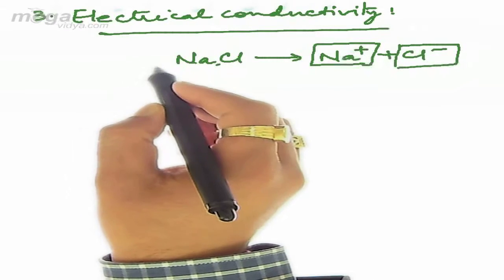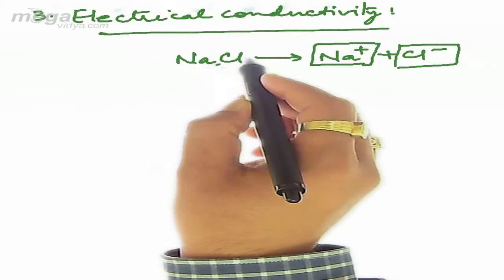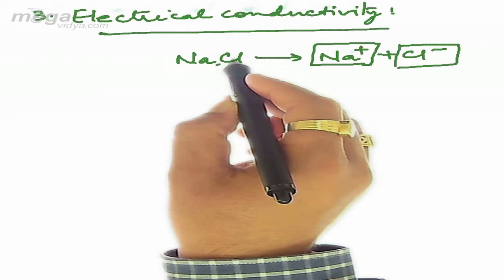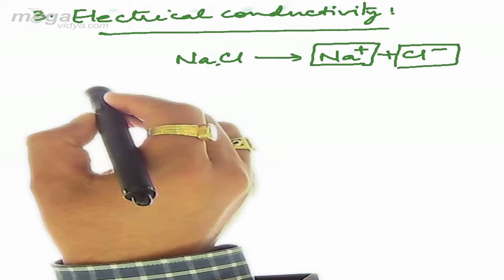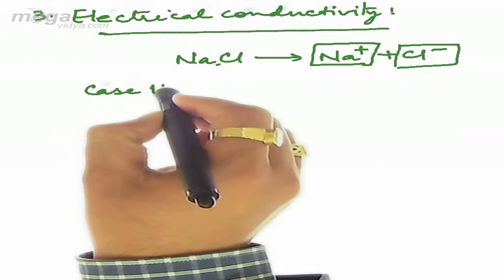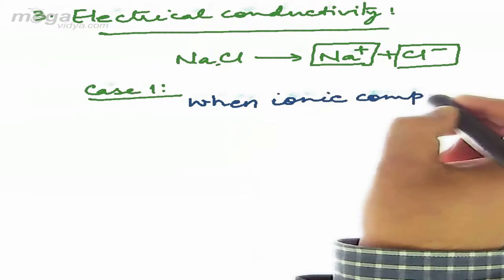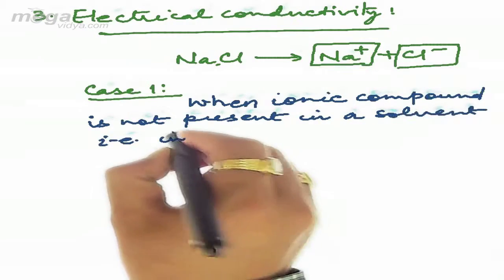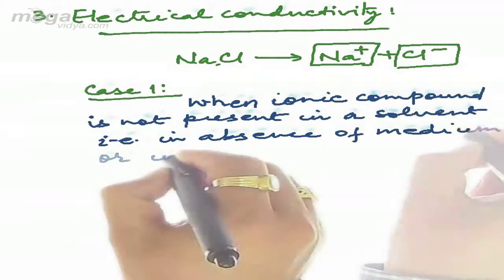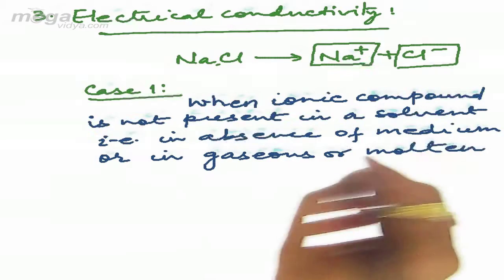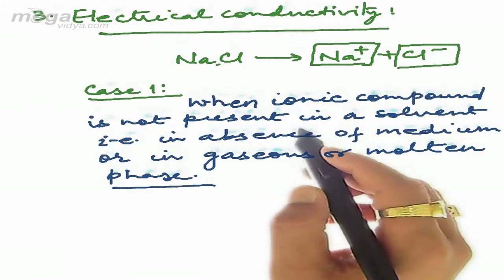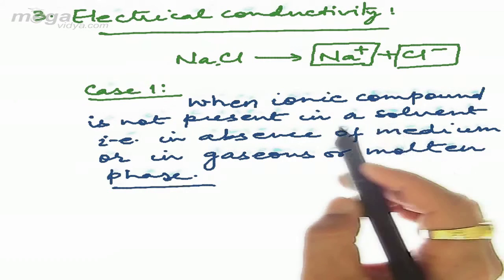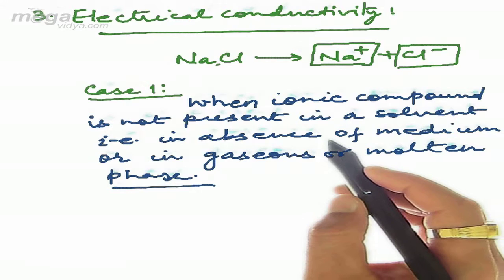So, the very first point we have to observe is that ionic compounds can be present either in a particular solvent, that is in a medium, or they can be alone. So let us take the first case, case 1, that is when the ionic compound is not present in a solvent, that is in absence of medium or in gaseous or molten phase. So basically here we are considering a case where we are not dissolving an ionic compound within a medium, that is in a solvent, means we are considering its gaseous or the molten phase.